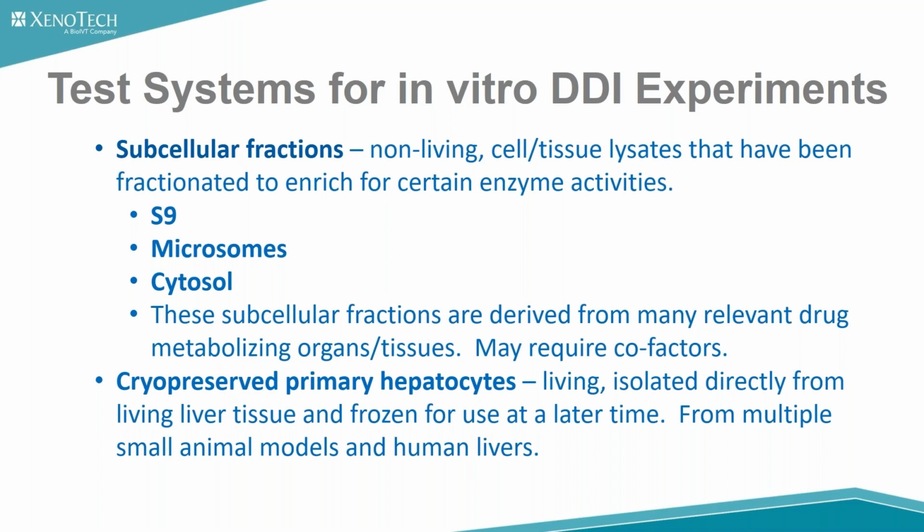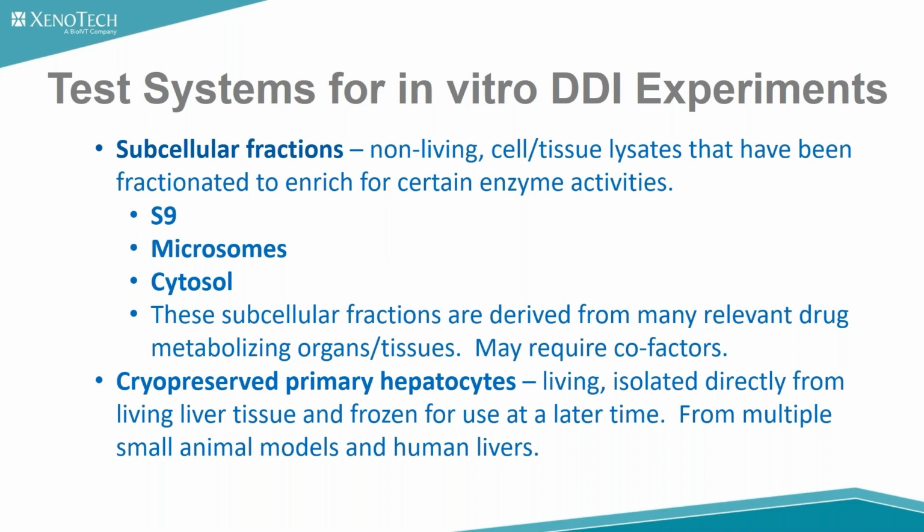The other main test system type would be primary hepatocytes, and usually these are cryopreserved. And of course, hepatocytes are living intact cells that are isolated directly from living liver tissue, and like I mentioned, generally frozen for use at a later time. And these are available from multiple small animal models as well as human livers.